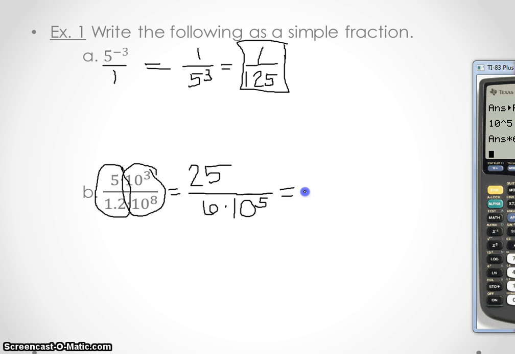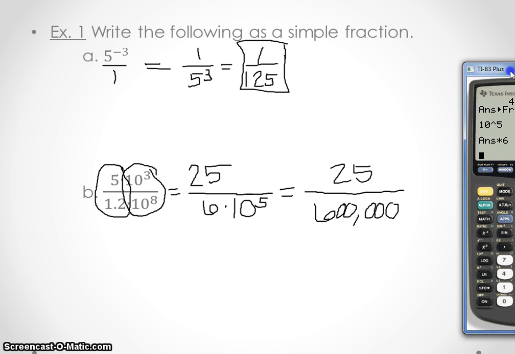Let's scooch that out of the way. So we still have 25 on the top and 600,000 on the bottom. Excuse me, I keep saying that. 600,000. Let's put a comma so I don't make that mistake again. 600,000 on the bottom. Let's see if that reduces, because likely it's going to. That's divisible by 5. That's divisible by 5. So let's see what happens there.